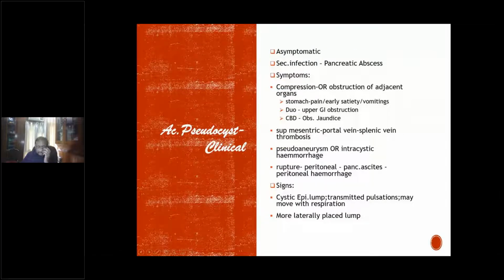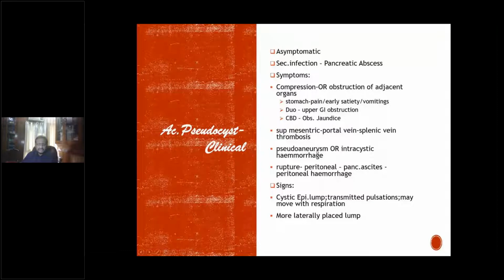If you look at the compression or obstruction of adjacent organs, it can compress the stomach, giving rise to pain, early satiety, vomiting, duodenal compression, upper GI obstruction, CBD compression, obstructive jaundice. Thrombosis of the superior mesenteric, portal, and splenic vein, and pseudoaneurysm. Remember last time we talked about elastase dissolving the tunica media, giving rise to a pseudoaneurysm in the splenic artery. That is one of the vessels.